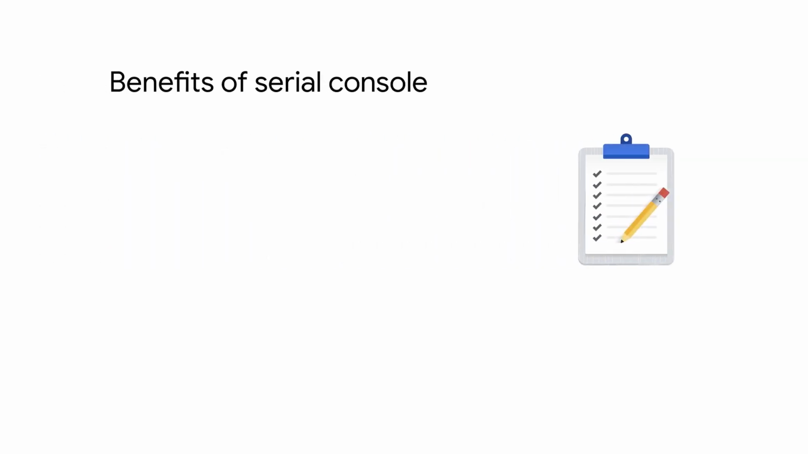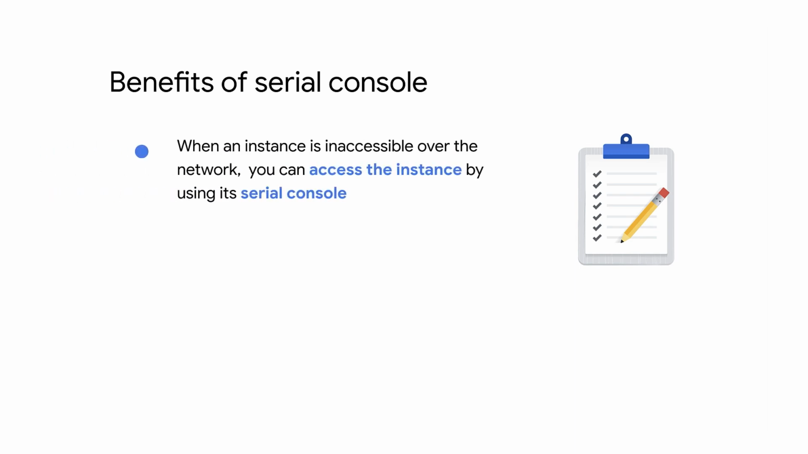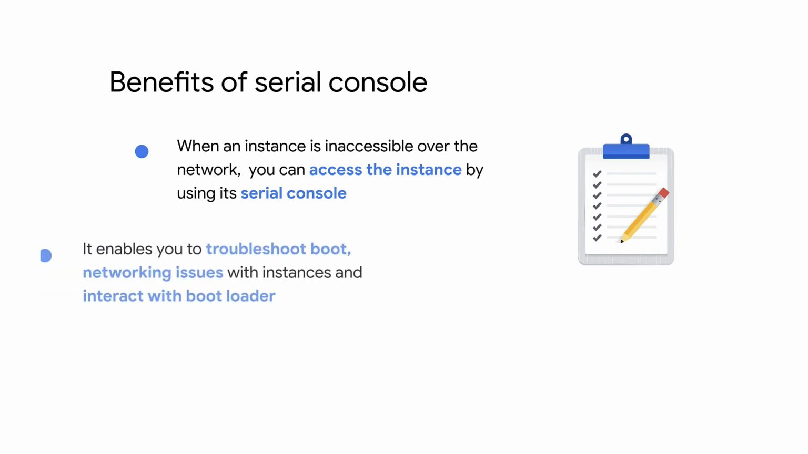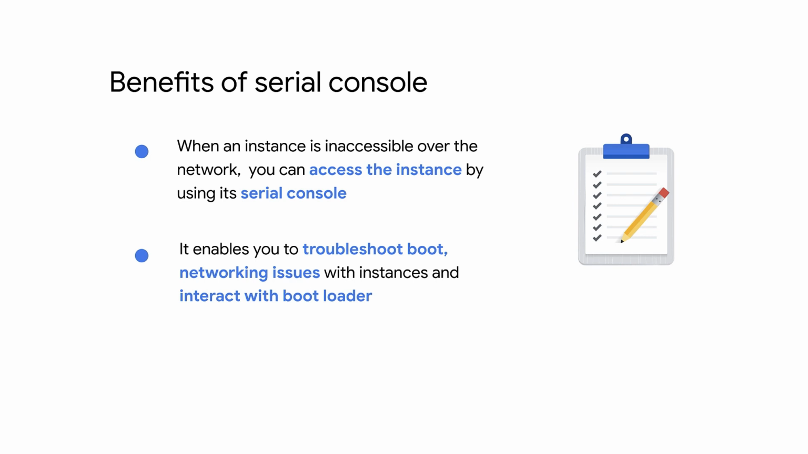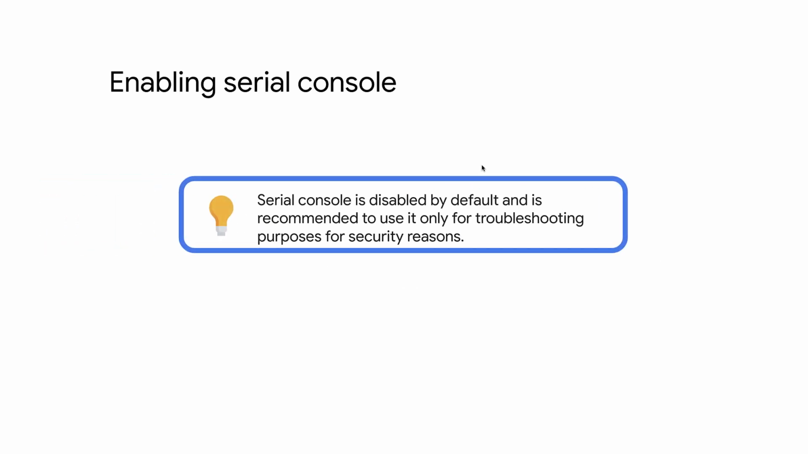You may be wondering, why do I need a serial console? When an instance is inaccessible over a network, for example, when SSH fails or the VM is partially booted, you can access the instance by using its serial console. This enables you to troubleshoot boot and networking issues, and also interact with the bootloader. By default, the serial console is disabled to restrict access, and Google recommends that you use it only for troubleshooting purposes.